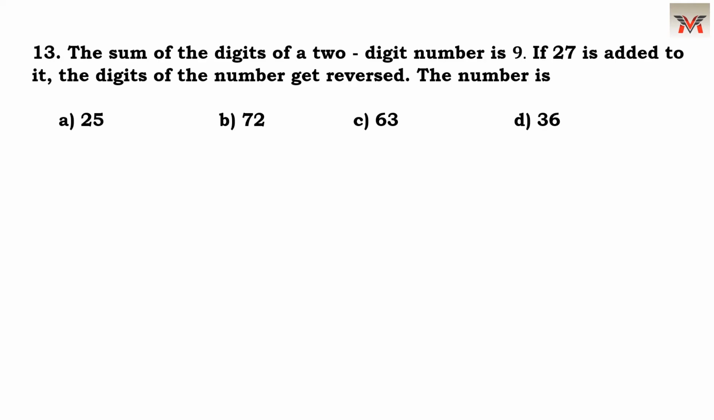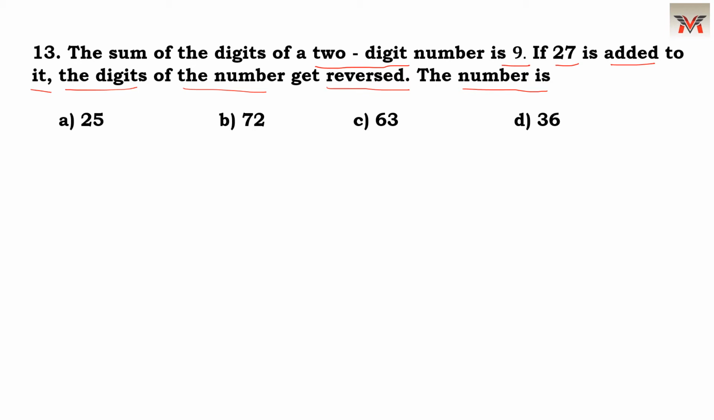The sum of the digits of a two-digit number is 9. If 27 is added to the number, the digits of the number get reversed, in the sense that they get interchanged. Therefore, what is the number? Now, when we go with a long answer type question, we'll solve it in a different way. Here, since it is an MCQ, we can just go with a trial and error method.